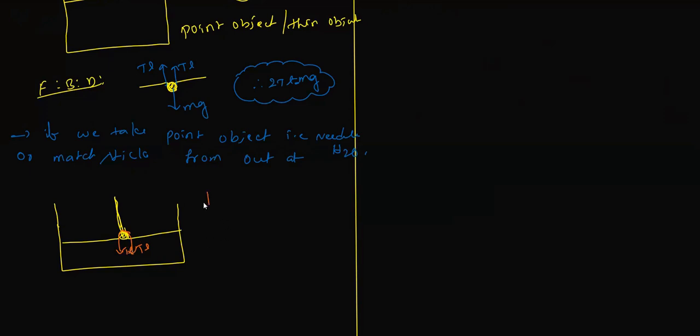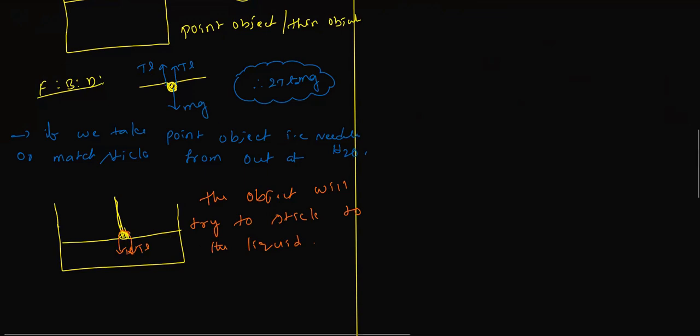The object will try to stick to the liquid. So when the object tries to stick to the liquid, what do we need to apply? We need to apply extra energy, right? That extra energy required to pull it back is called surface energy.